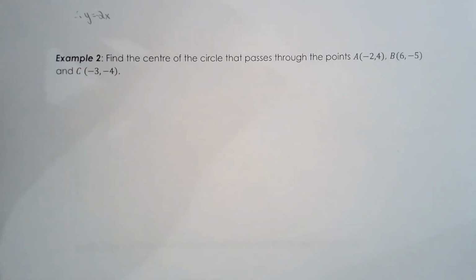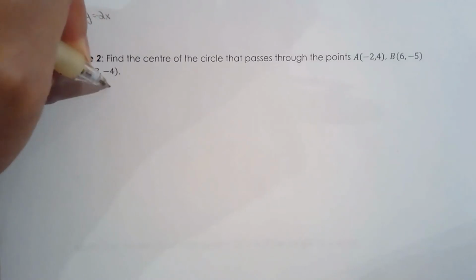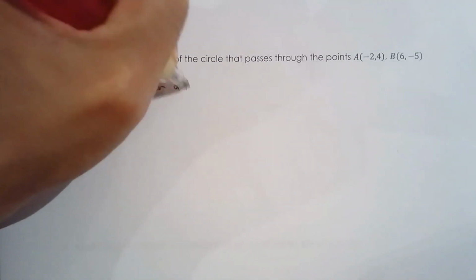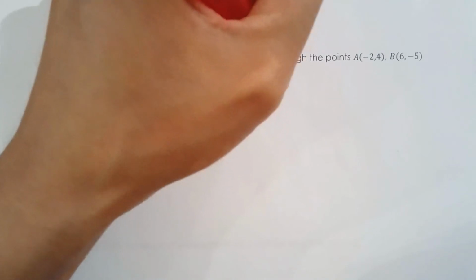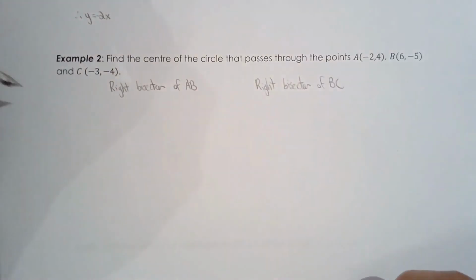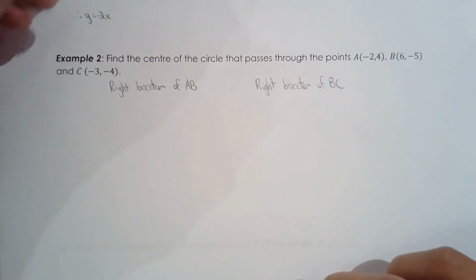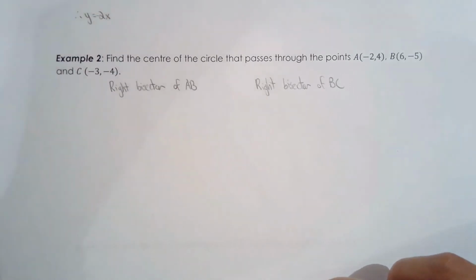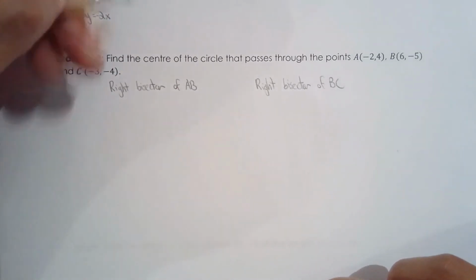Instead of side lengths of a triangle, you can think of chords instead. But either way, you have to do pretty lengthy calculations. So we're going to do the right bisector of AB, and the right bisector of BC. Now you might be thinking, what about the right bisector of AC? Well, if I have two of the right bisectors, that's good enough to find the circumcenter. You don't need to find all three.